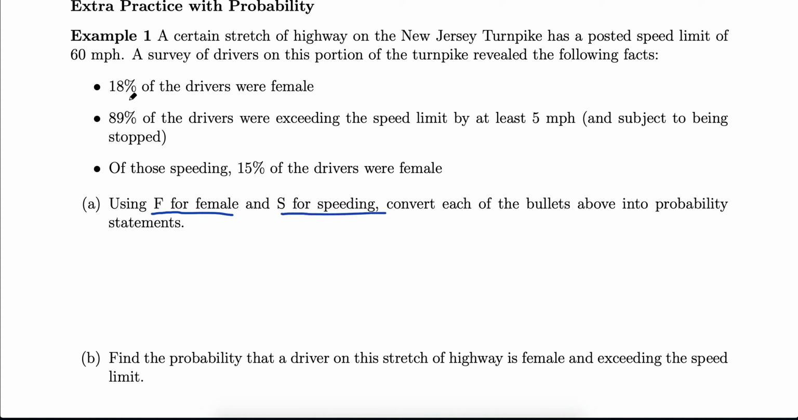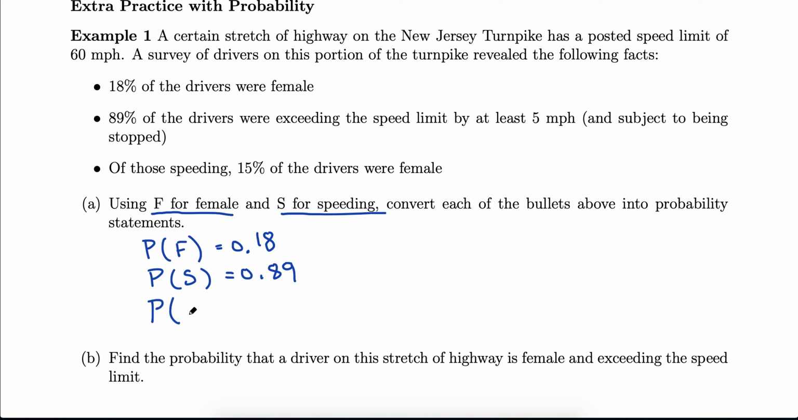So the first one, 18% of drivers are female on this particular stretch of highway here. So probability female is 0.18. And then the next bit, 89% are speeding. So probability of speeding is 0.89. And then I want you to take a moment and try and convert that last bullet point into probability notation.